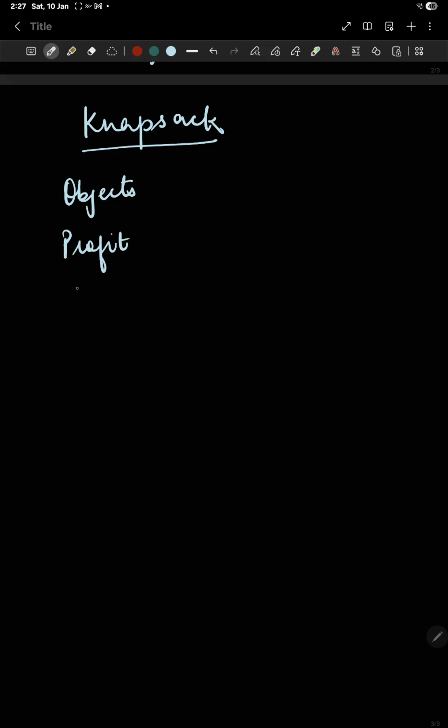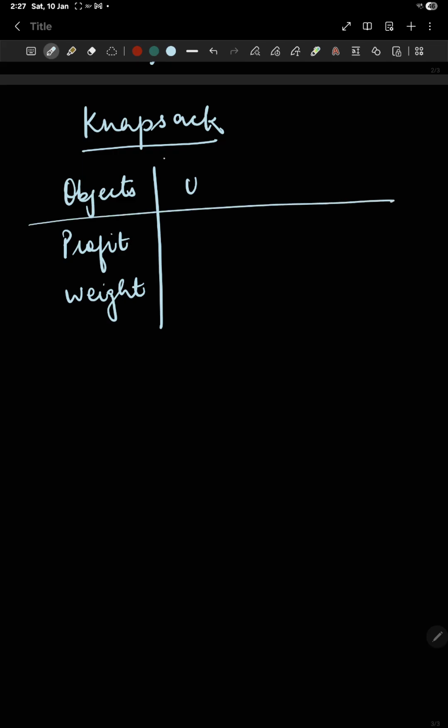So for today we'll see the knapsack problem. I'll tell you how to solve these questions if they come in the exam. The questions will be of this type. For example, the objects are given, profit and weight. These would already be given in the exam: object 1, object 2 and object 3.